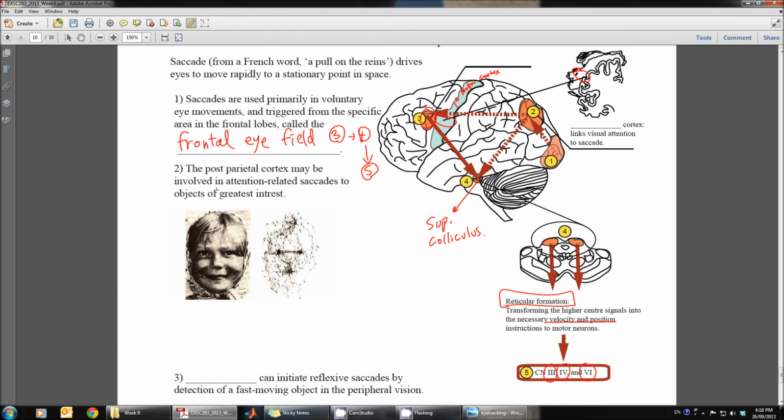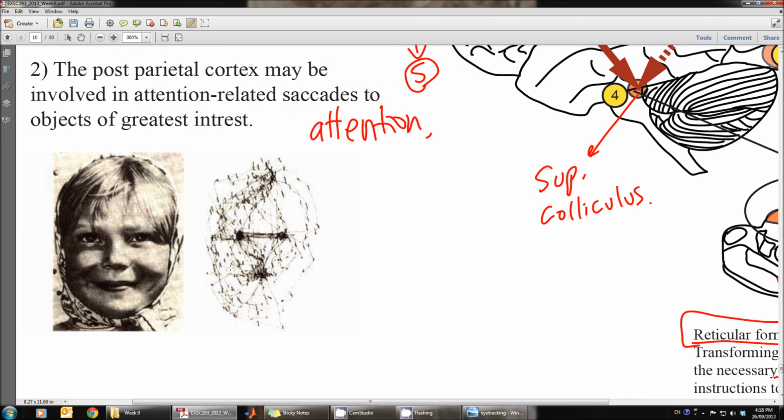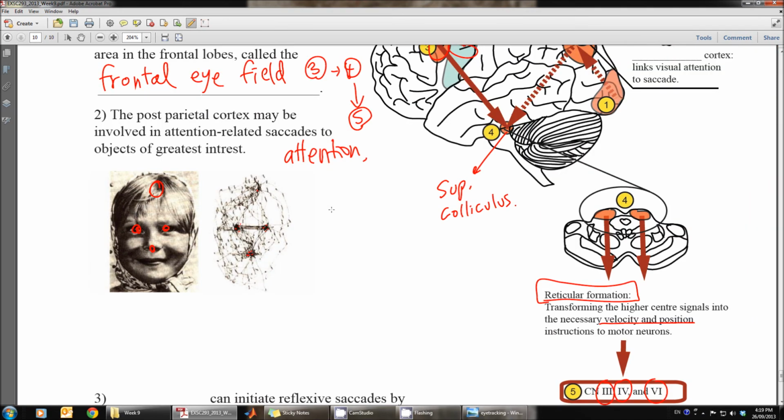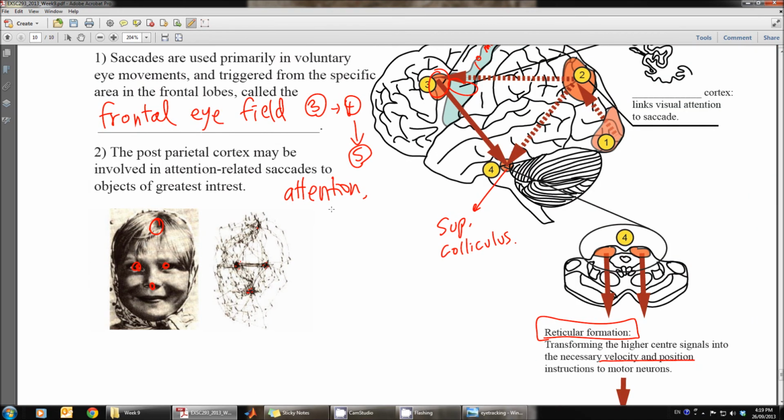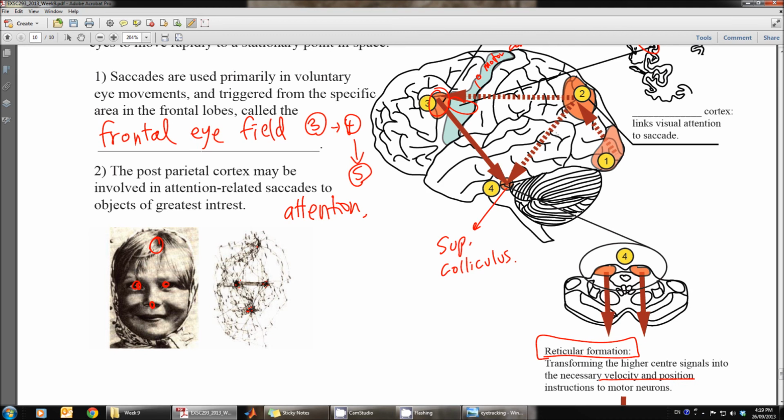There are different types of saccades, for example, related to attention. So it occurs subconsciously, it's subconscious control and related to our attention. And we can see that pattern of the gaze using an eye tracker. So this represents the gaze pattern. If we look at this picture, we normally look at the eyes and nose and this area most of the time. So this is not occurring voluntarily, it's subconscious control.